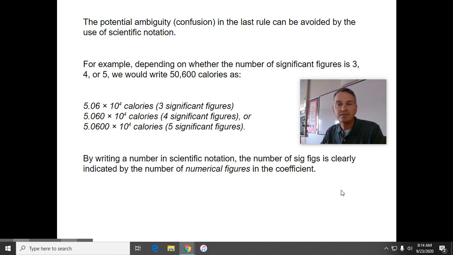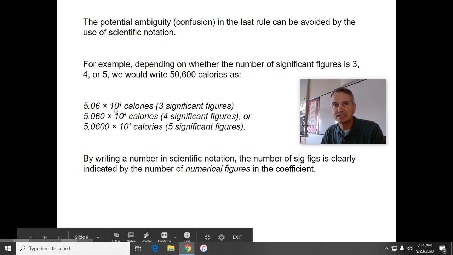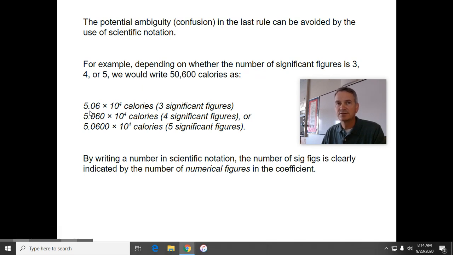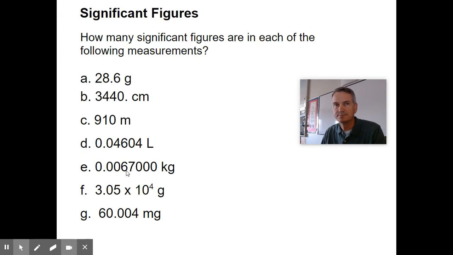we would write 50,600 calories as 5.06 times 10 to the 4th, which means we have 3 significant figures, 5.060 times 10 to the 4th, which gives us 4 significant figures, or 5.0600 times 10 to the 4th, which gives us 5 significant figures. So you can see however many numbers there are here, those are the number of significant figures. All right, so that makes it a little bit easier when we're dealing with zeros.